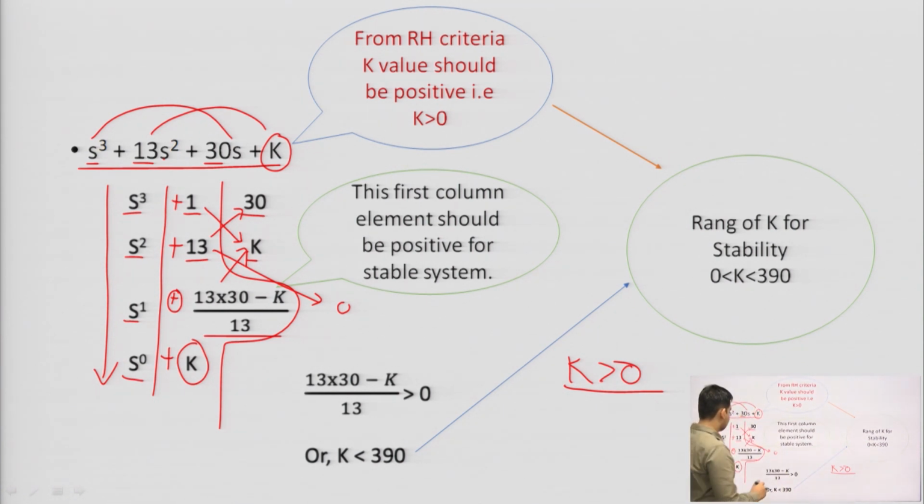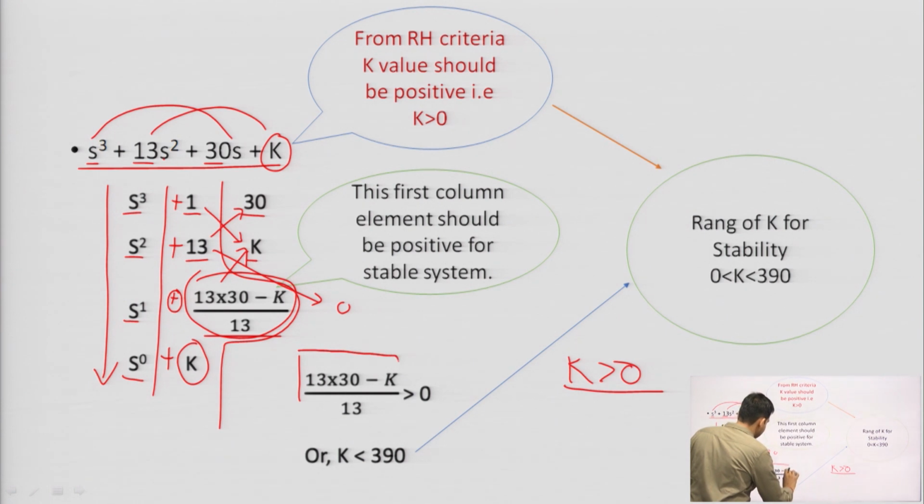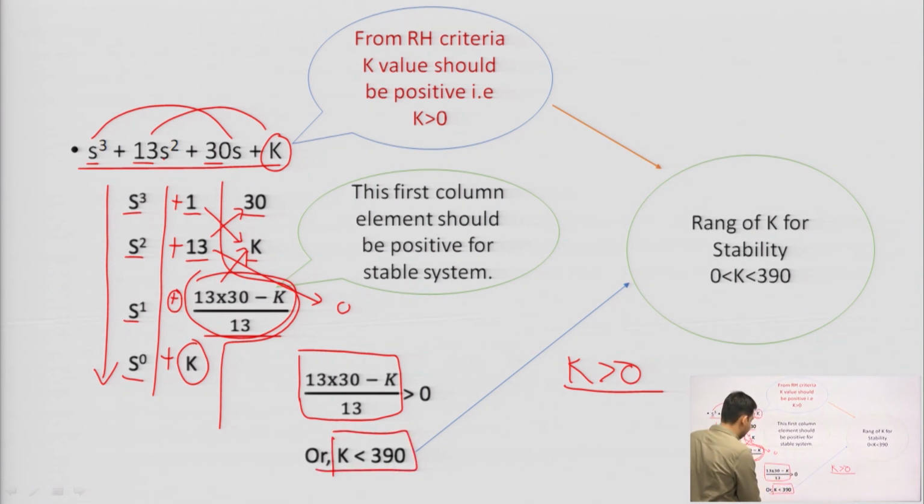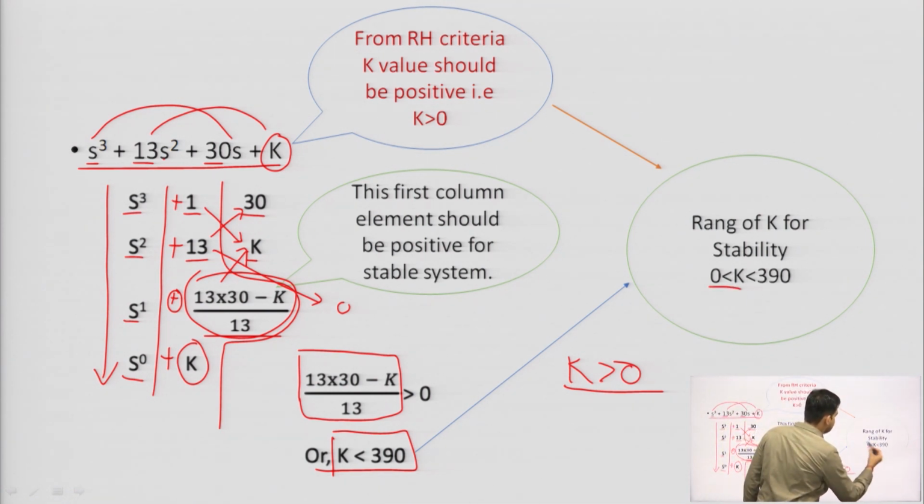In the same way, this term has to be positive, so this value should be greater than 0. If I put this condition and solve it, I am getting k less than 390. So, I am getting two ranges of k. Whenever my k is greater than 0 and less than 390, we can say our system is stable.